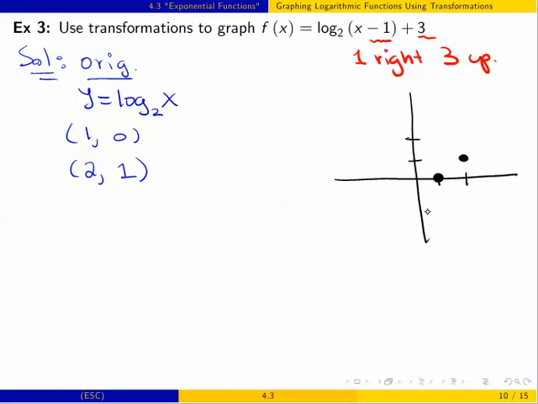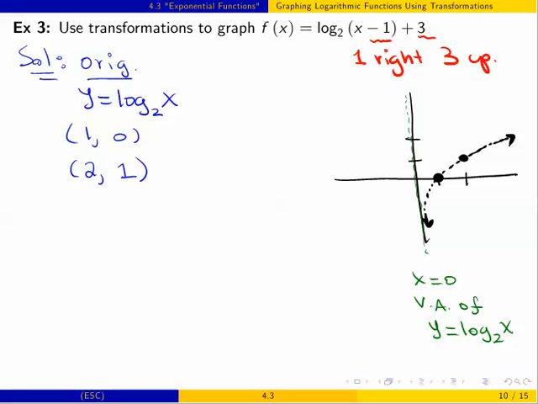Okay, and we know this guy has an asymptote. Vertical asymptote is x equals 0. So we draw this asymptote in green, and so this is the asymptote of y equals log base 2 of x. Okay, now we're going to be using the transformations, so we're going to move this guy 1 unit to the right and 3 units up to get the function f.